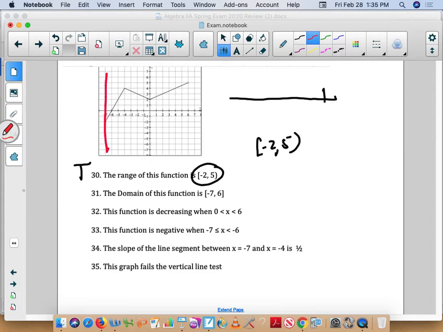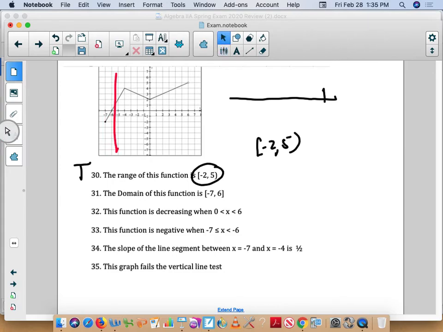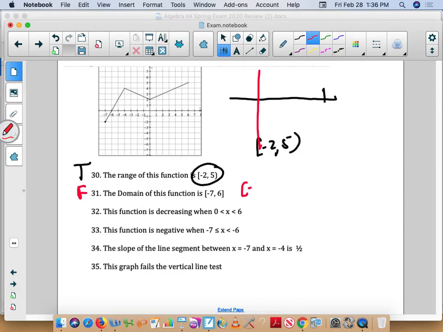The domain is going from negative 7 to 6. The 6 has an open circle, so this one is false. The domain should be negative 7 to 6 with an open parenthesis because of the open circle. I'm sorry, with the parentheses.